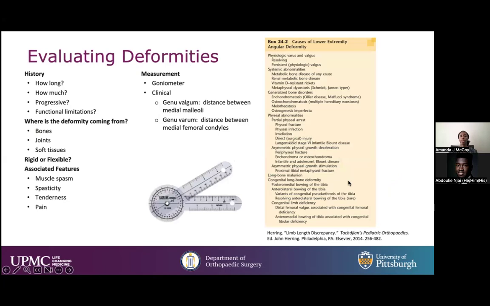When it comes to evaluating deformities in children, it's really important to take a detailed history as well as do a detailed physical examination.